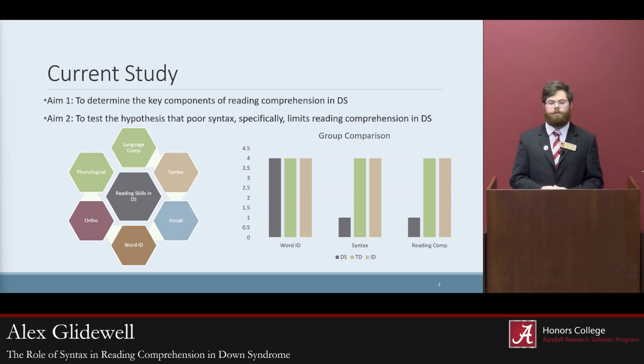Aim 2 of this study is to test the hypothesis that poor syntax specifically limits reading comprehension in Down syndrome. By matching these participants on word identification skills, we are trying to understand if syntax specifically is what limits reading comprehension in these individuals. Now, we hypothesize that reading comprehension skills for Down syndrome will be lowered comparatively, but specifically that syntax will be the major mediator between group and ability.